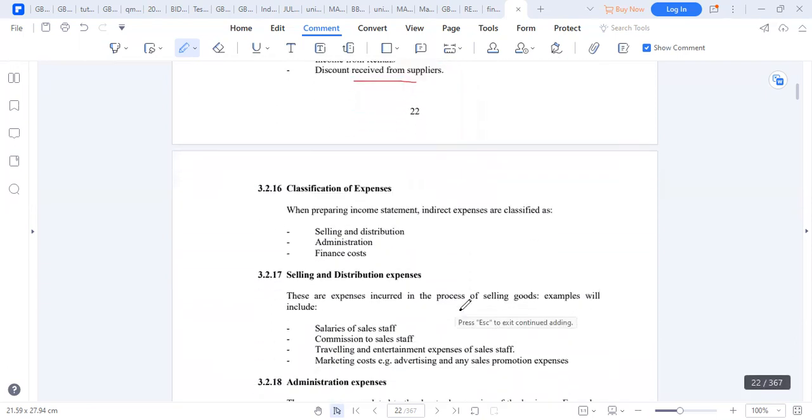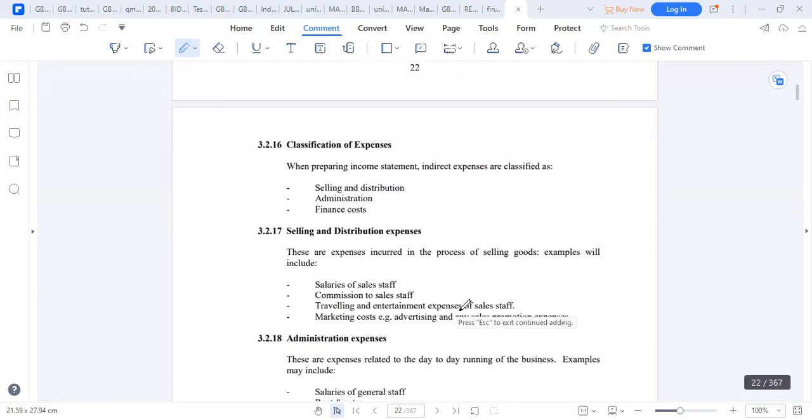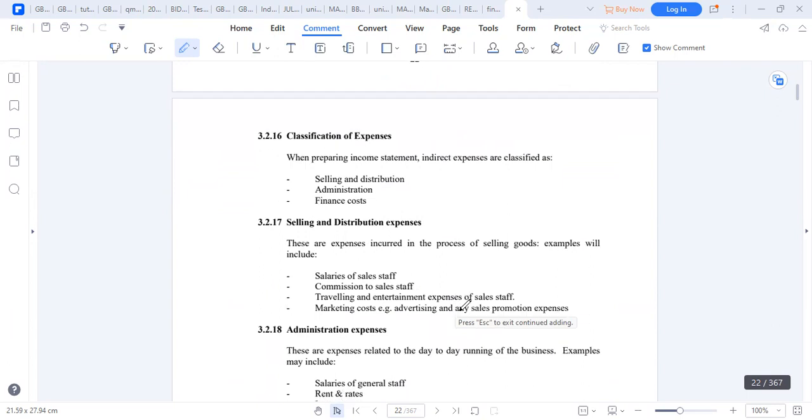However, we need to understand that there are three categories in which we can categorize our expenses. We have what we call the selling and distribution expenses, which include our commission to the sales staff, our salaries for the sales staff, traveling, entertainment for sales staff, marketing costs, advertising costs. All these are called selling and distribution expenses. These ones go to the profit and loss account.